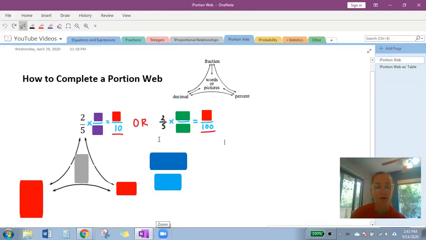In this video, I'm going to go over how to complete a portion web. So here's our portion web. It's telling us that any number can be represented as a fraction, a decimal, a percent, and then words or pictures. So in this example, we're starting with 2/5.